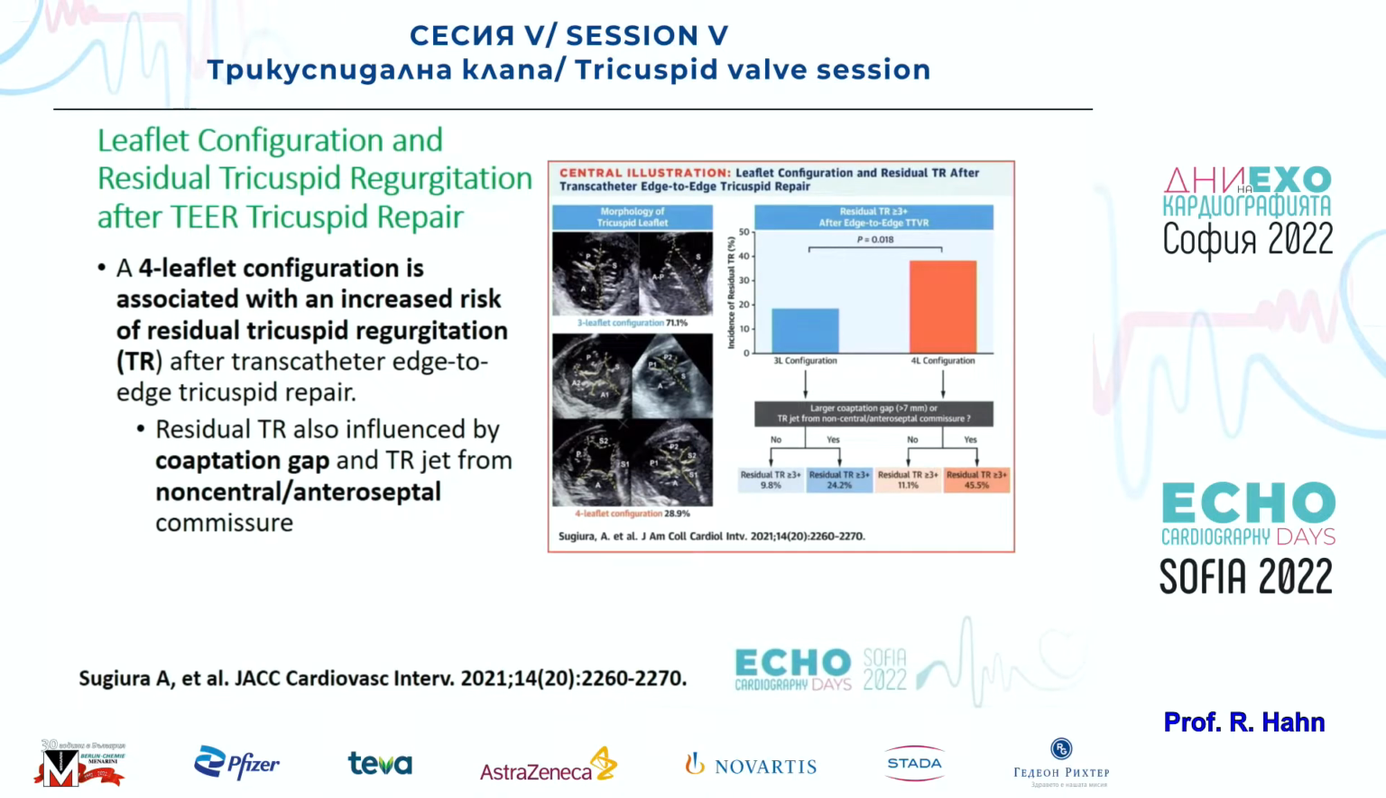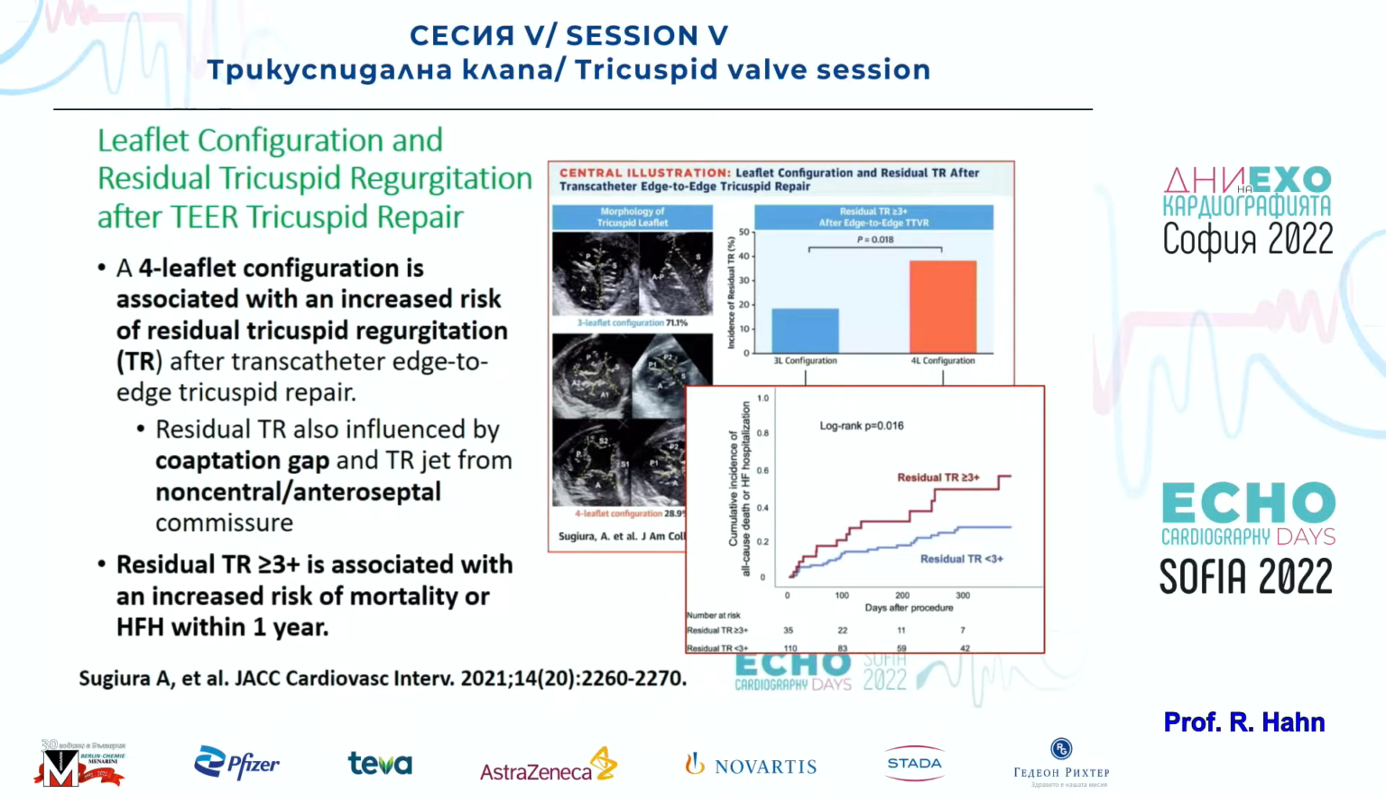And it's important because 2 studies now have already shown that the more complex the leaflet morphology, the lower the success rate of the transcatheter edge-to-edge repair devices. They're not able to get the tricuspid regurgitation down to moderate. And in that setting, when you have residual tricuspid regurgitation of more than moderate, so severe, massive, and torrential, then those patients actually had worse outcomes, as you can see here.